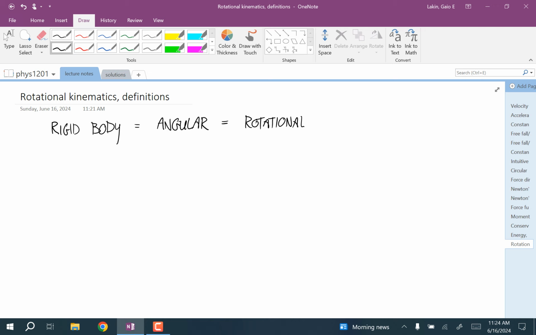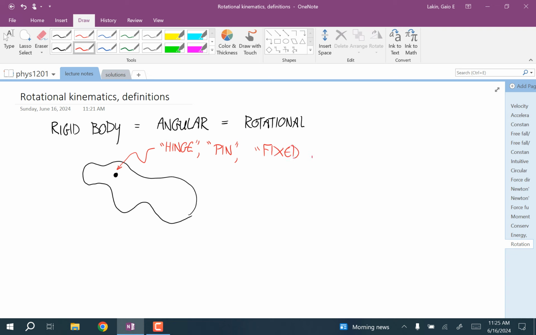In this stuff, we are always going to be thinking about an object. So here's just some random object, okay? And it's always going to be free to rotate around some point, okay? And that point I'll refer to as a hinge or a pin or a fixed point, okay? So that location doesn't move, but every other point of this body moves in a circle around that pin as the object moves.